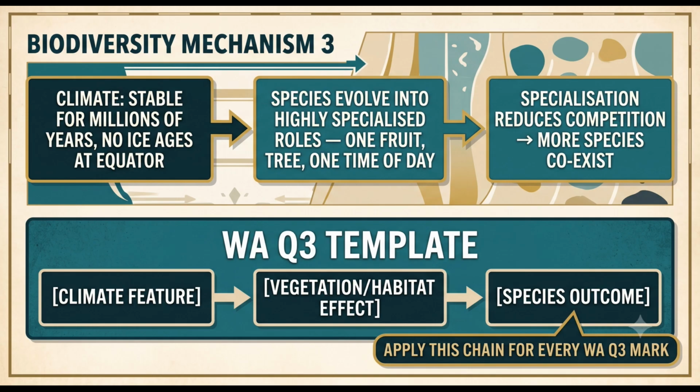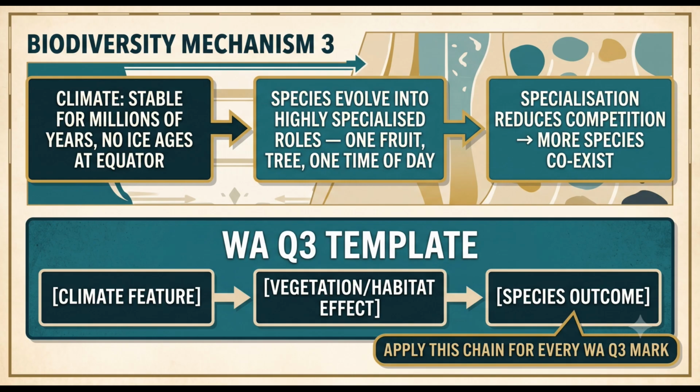That gave species an enormous amount of time to evolve into highly specialized ecological roles, feeding on one specific fruit, living only within one tree species, being active only at a specific time of day. This specialization reduces competition. When species occupy very different niches, they do not compete directly for the same food or space, and more species can coexist in the same area.